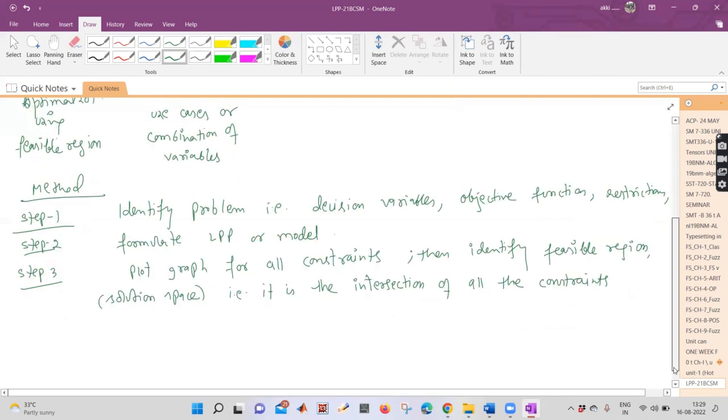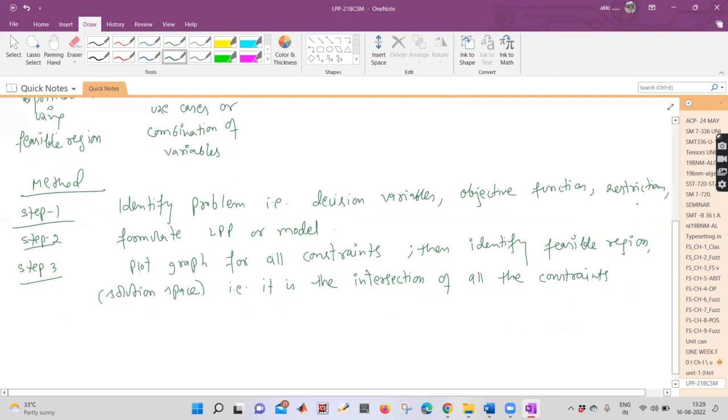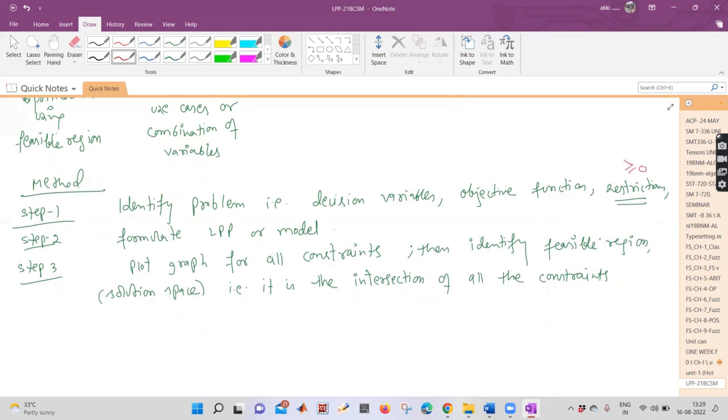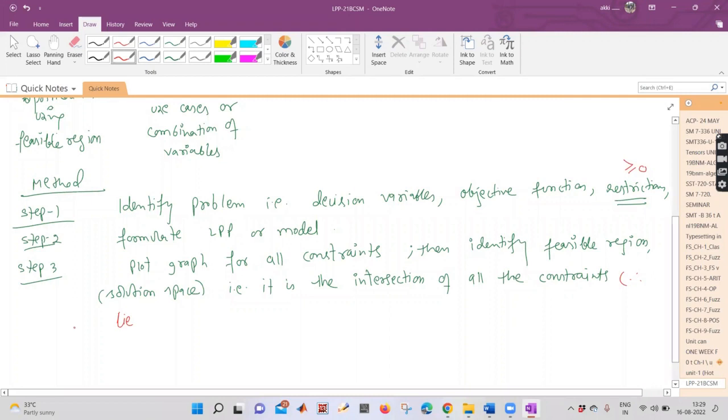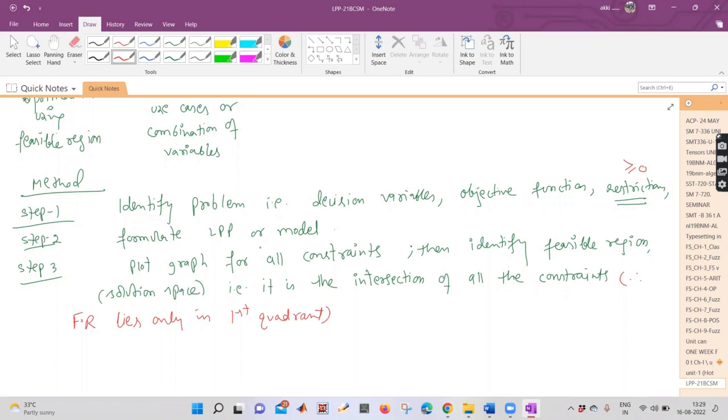Since you know your restriction is that variables are greater than or equal to 0, the feasible region lies only in the first quadrant. This you already know.